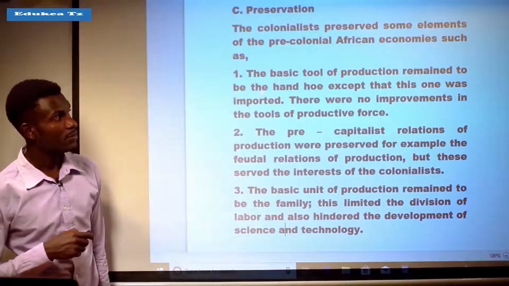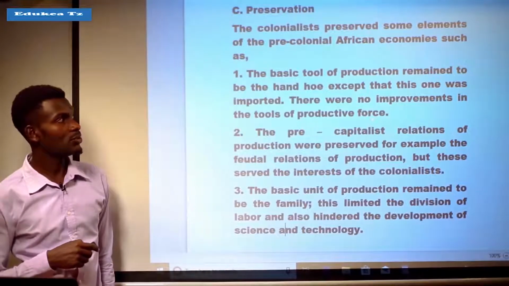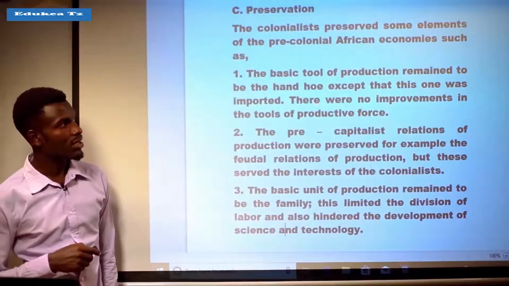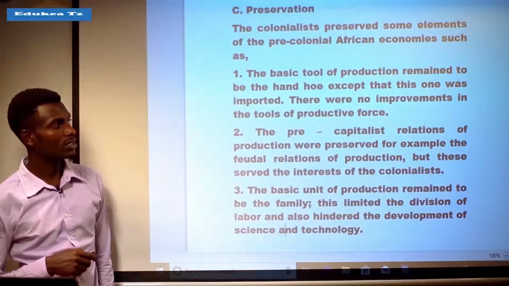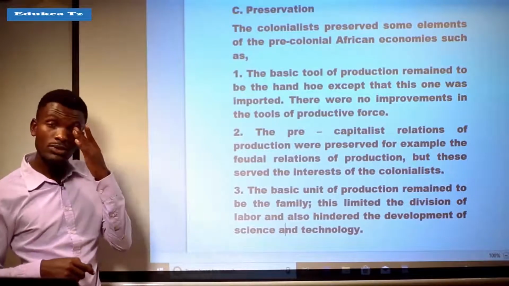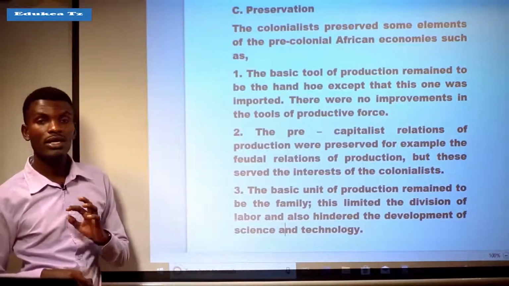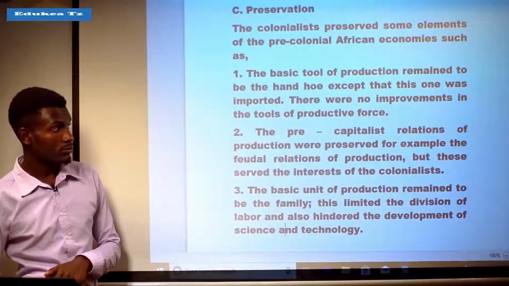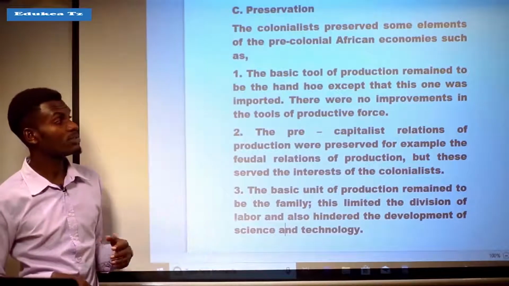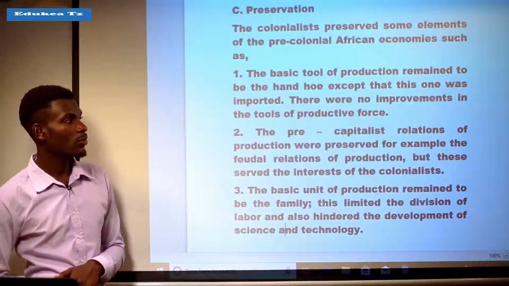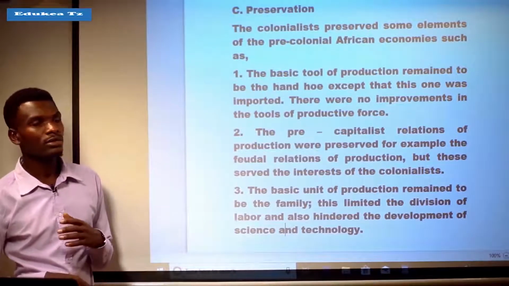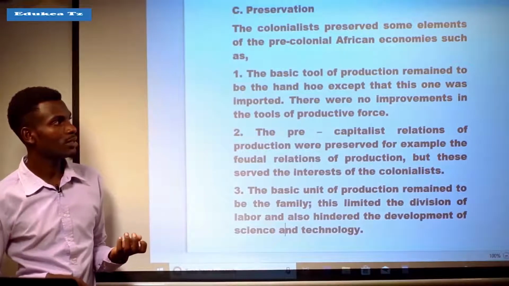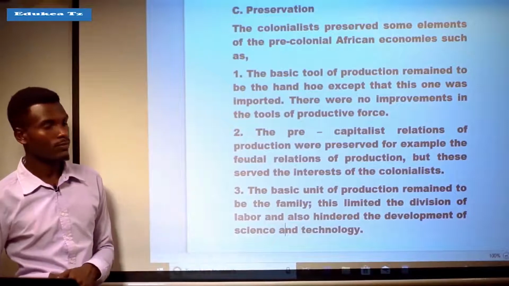To mean that the basic tool of production remained to be the end all, except those which were imported. So you can see there were no improvements in the tools of production or productive forces, and they decided to preserve those present or existing productive forces.